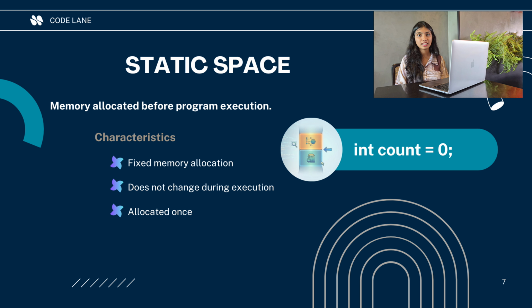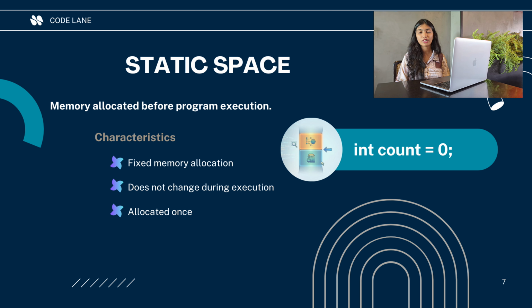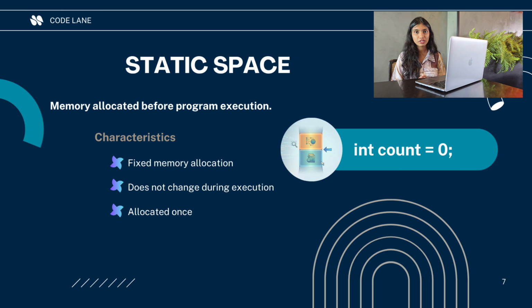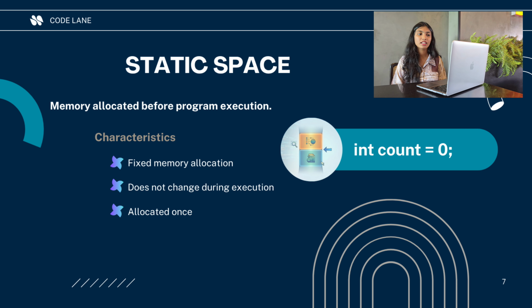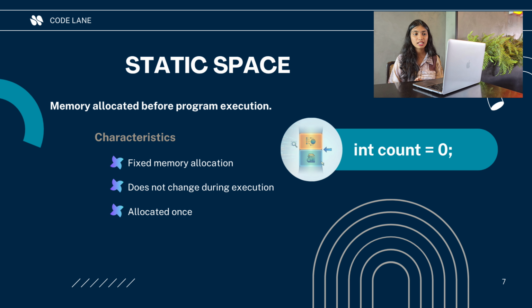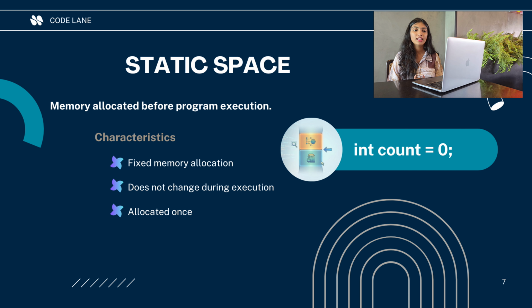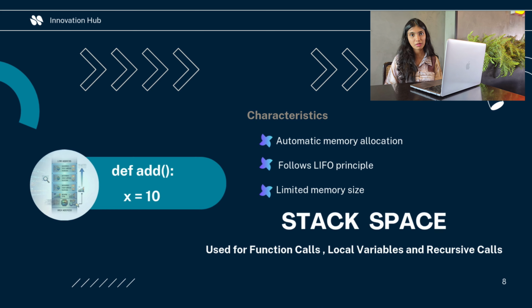Now let's see what static space is. Static space is memory allocated before program execution begins. Variables that remain throughout the entire lifetime of the program are often stored here. One important characteristic of static space is that its size remains fixed. The memory is allocated once and stays available until the program terminates. Because the size does not change with input, static space often contributes only a constant amount of memory.